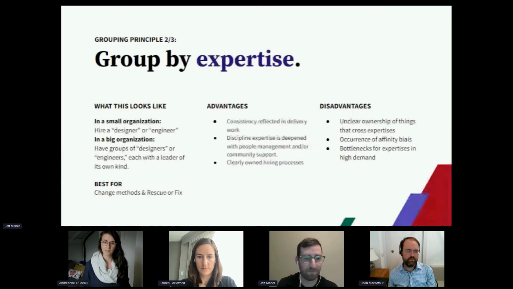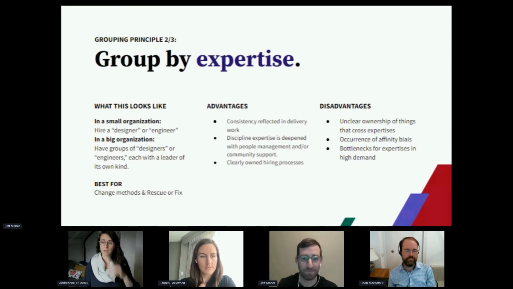methods. One of the advantages of this principle is that there is definitely consistency in how the expert work is delivered, given that experts will most likely have similar approaches or standards. In big organizations, most of the time, experts will benefit from the support of their communities of practice or managers, which will help them deepen their expertise.